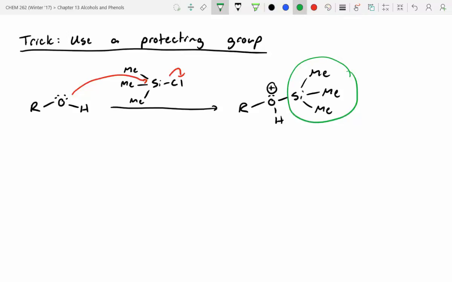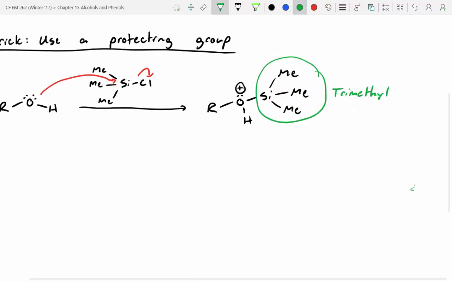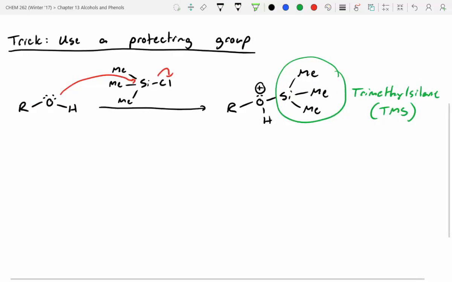This functional group is referred to as trimethylsilane. Let me move this over. But colloquially, it's referred to as TMS. It's a little bit easier to say TMS than trimethylsilane all the time. You can also abbreviate it, so you can write ROTMS, and TMS just refers to a silicon with 3 methyl groups coming off.